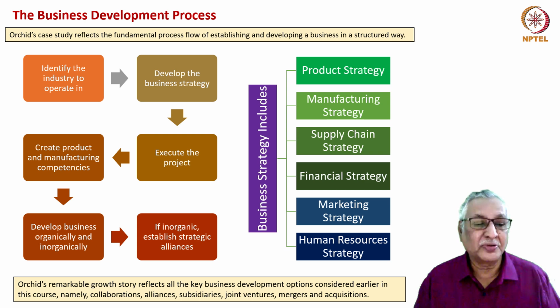Then you are ready to develop business organically and inorganically, which again is an execution activity with sharp conceptualization. If inorganic, establish strategic alliances. Business strategy includes product strategy, manufacturing strategy, supply chain strategy, financial strategy, marketing strategy, and human resources strategy at the minimum. Orchid's remarkable growth story reflects all the key business development options that we have considered so far in this course, namely collaborations, alliances, subsidiaries, joint ventures, mergers, and acquisitions.